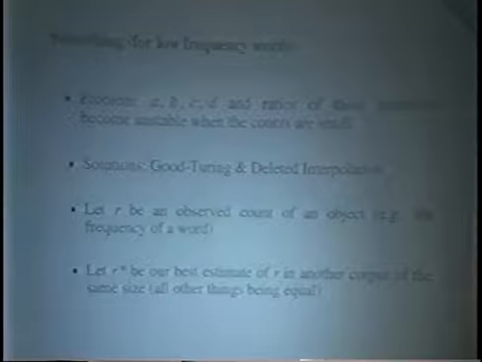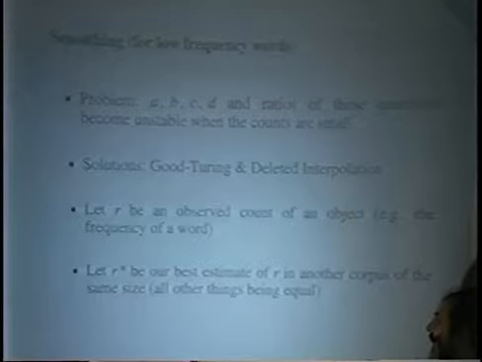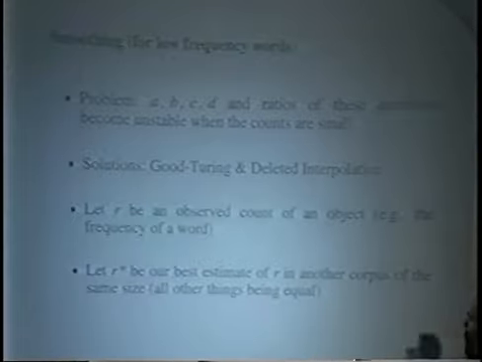So let's talk about smoothing. The problem is that all of these counts, and ratios of these counts, become unstable when the counts are small. And the standard solutions are Good-Turing and deleted interpolation. I'll use deleted interpolation. The general setting for deleted interpolation, or for Good-Turing, is that you let R be an observed count of something, typically the frequency of a word, but I'm going to try to move to those cells. Let R star be our best estimate of R in another corpus of the same size, everything else being as equal as possible. I'll use another year of the AP News.